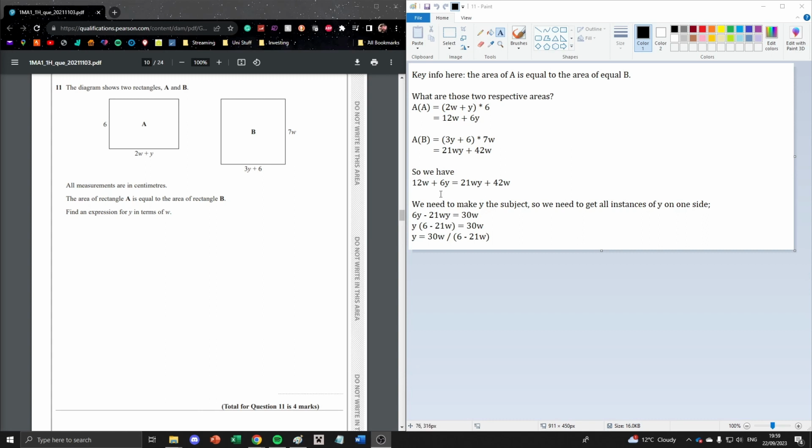So to make y the subject, we need to get all the y's on one side first. So we're going to subtract 21wy from both sides and also subtract 12w from both sides, which gives us 6y minus 21wy equals 30w. And we can see we've still got this w here we need to get rid of. So we're going to factorize the left-hand side into y brackets 6, that's this bit here, minus 21w, which would be this bit here, which obviously still is equal to 30w. And so to just end up with y on its own, on one side, we divide both sides of the equation by this bracket here, and we end up with y is equal to 30w divided by 6 minus 21w.